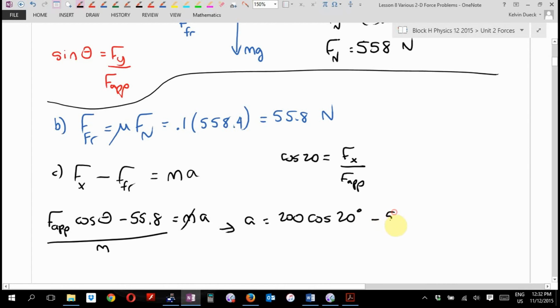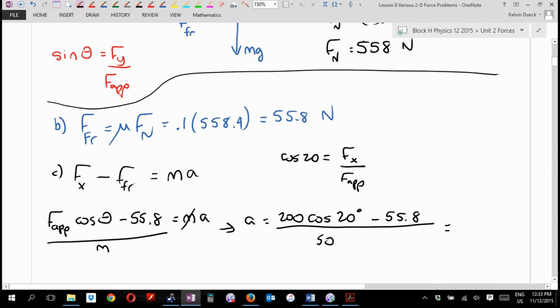Minus, now I'm going to write 55.8, but I think I still have this stored on my calculator with more decimals. All over, what was the mass? 50, I think, yes? Now, by the way, what if I get a negative answer here? It means I'm pushing down so hard that friction is so big that I'm not going anywhere.